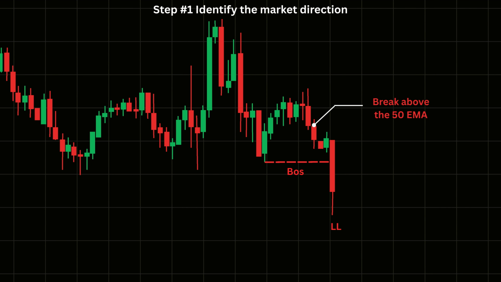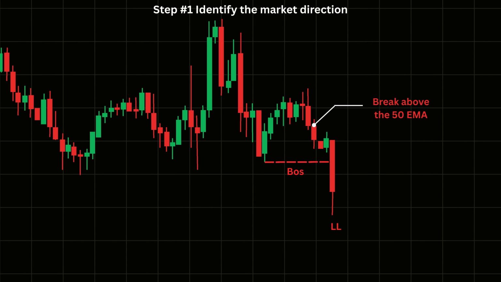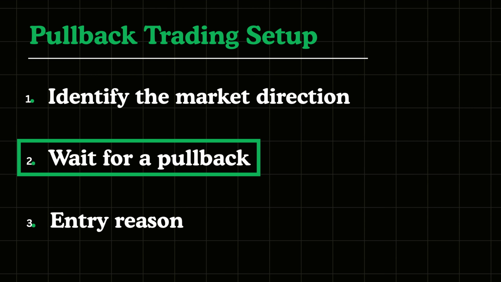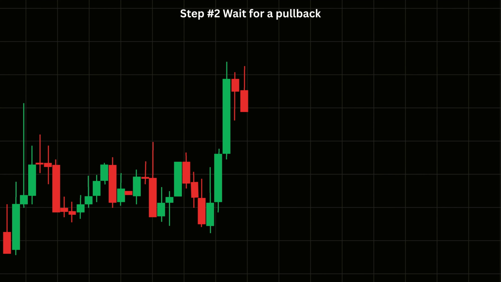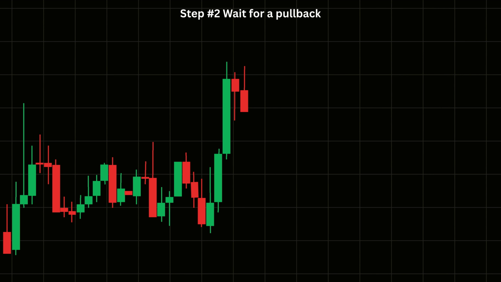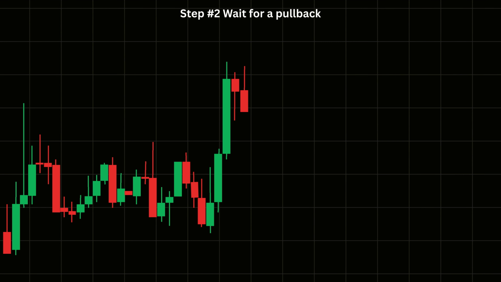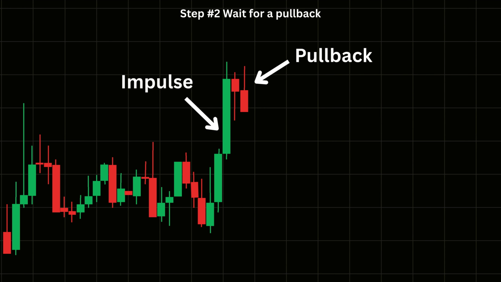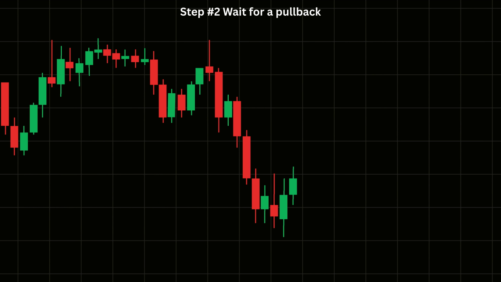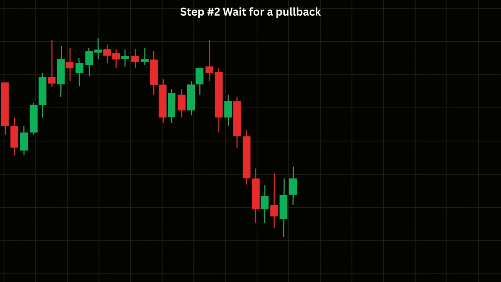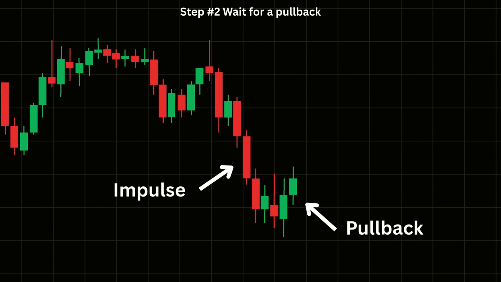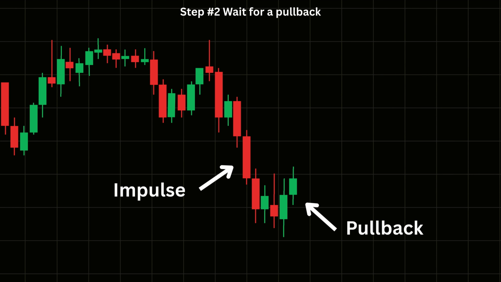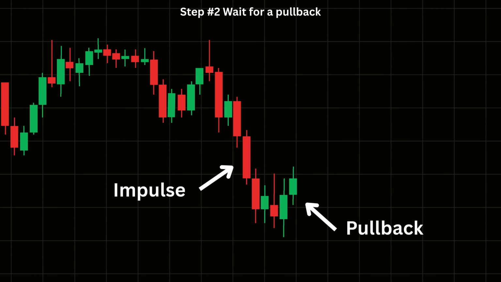Now that we've clarified how to spot market direction, let's move on to the second step, which is waiting for a pullback. Now, while there are various techniques traders use to spot a proper pullback, the method we follow for this strategy is quite straightforward. We simply wait for the market to form at least two candles of the opposite color following an impulsive move. This signals that the market is going through a brief correction phase. The same principle applies in a bearish setup, where we look for at least two green candles to confirm the retracement. By waiting for this pullback, we can refine our entry point, get in at a more favorable price level, and aim to capture a larger portion of the move.